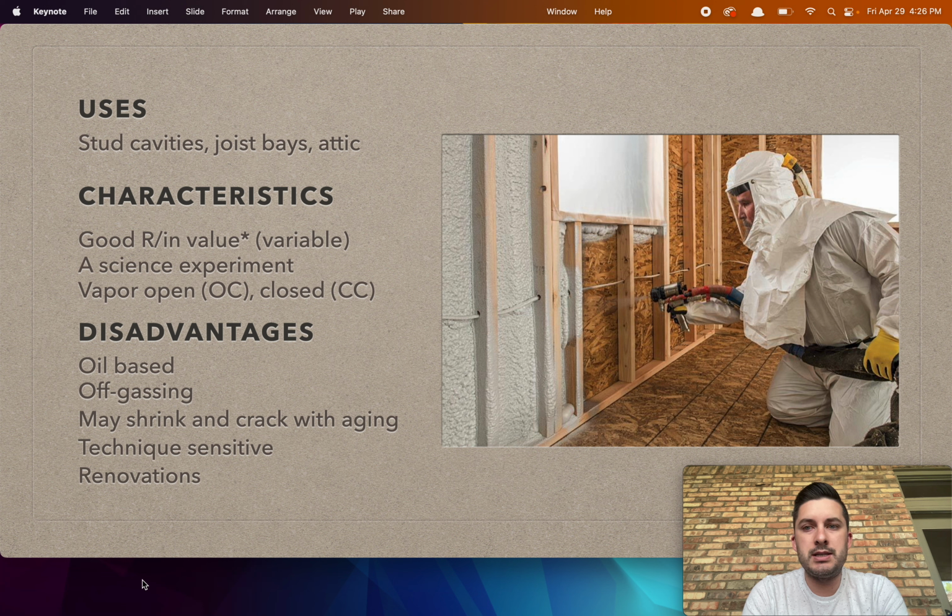It's not as easy as just running a fish tape down the wall, attaching some string and pulling the wire down. This is very hard and dense. So if it is fully installed in the stud bays, like it should be, we'll show you in an upcoming slide, that will be a problem in the future.